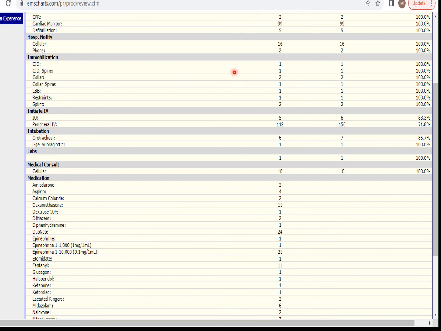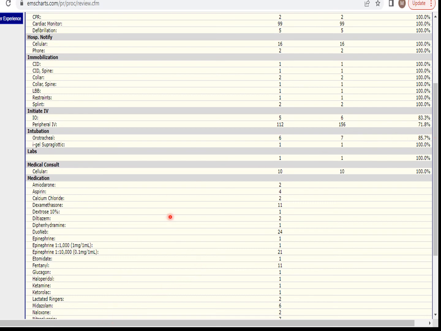So if I want to know how well I was doing with, say, intubation, you can see oral tracheal intubation. I successfully did it 6 times. This column is how many times I attempted. So I did it 6 times out of 7 attempts, so I was intubating people successfully 85.7% of the time. You can also look at peripheral IVs. This happened to be a very poor year for me, so I did 112 IVs with 156 attempts, so I was about 72% success rate for my IVs.